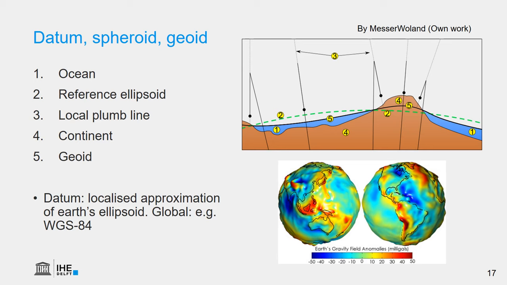Then there's a reference ellipsoid, which is a fit. We can use a local plumb line, we can use the continent, or we can use the geoid. The geoid is the Earth gravity field, which is also not constant in space, but is a very accurate reference if we want to measure and reference elevation at a very precise level. For most purposes, we use the datum, which is a localized approximation of the ellipsoid. So examples are WGS 84 or ARC 1960 or North American datum.